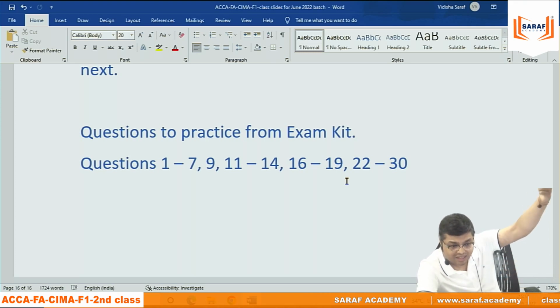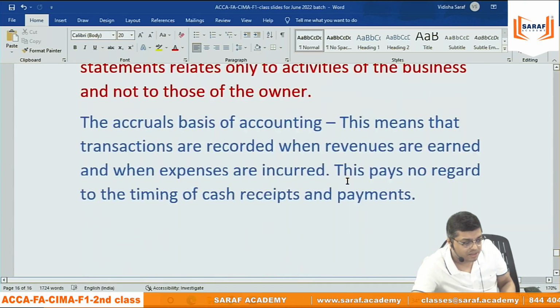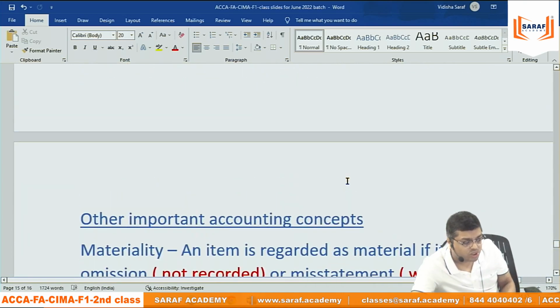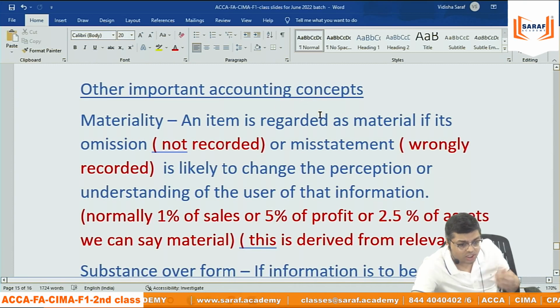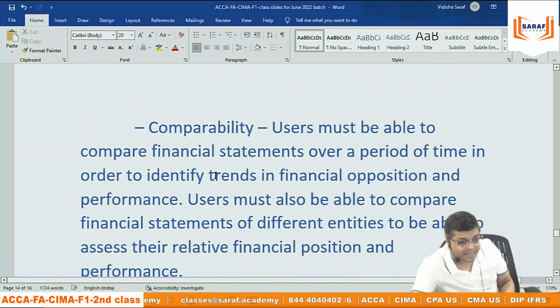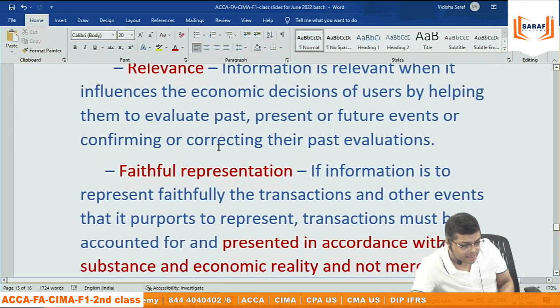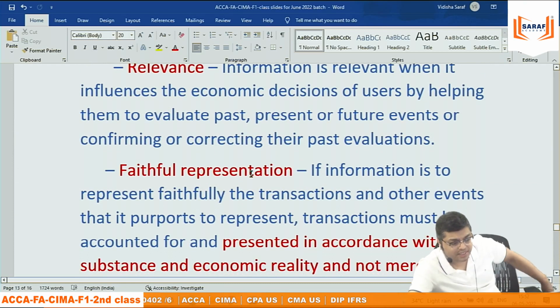Verifiability was an enhancing characteristic, but accrual is just a concept, because sometimes a technical question comes. These are other concepts, but verifiability, understandability, timeliness and comparability are enhancing characteristics, and the fundamental characteristics are relevance and faithful representation.